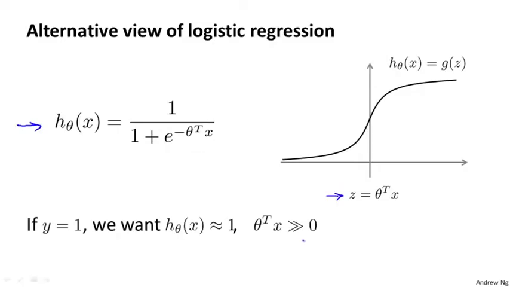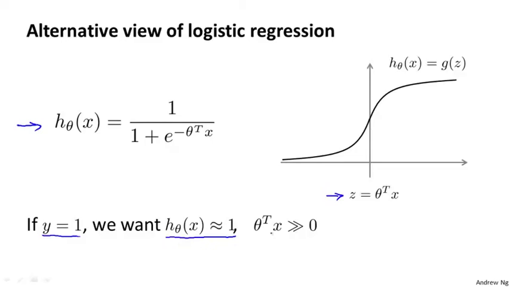Now, let's think about what we would like logistic regression to do. If we have an example with y equals 1, and by this I mean an example in either the training set or the test set, or the cross-validation set, if y is equal to 1, then we're hoping that h of x will be close to 1. So, right, we're hoping we'll correctly classify that example.